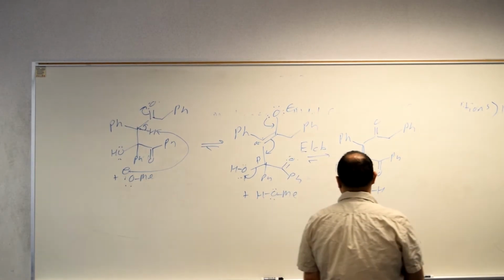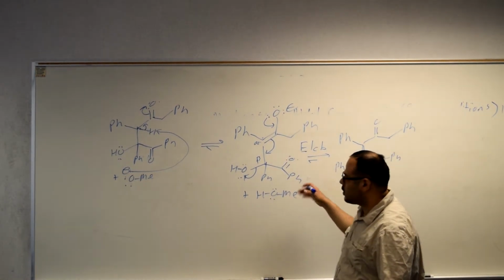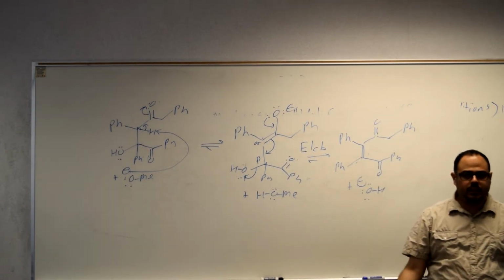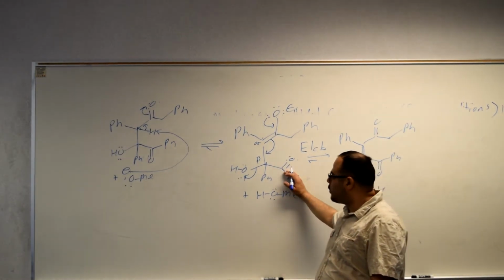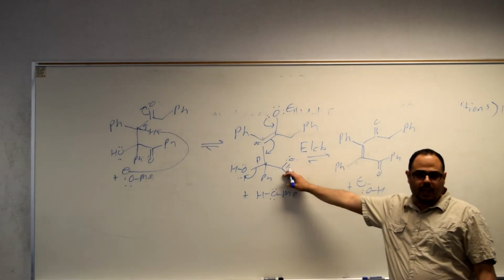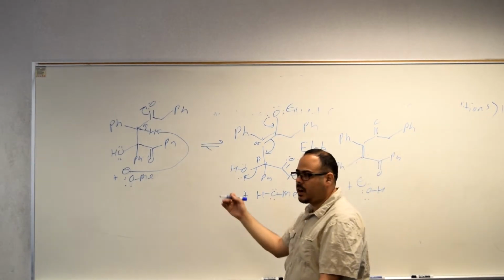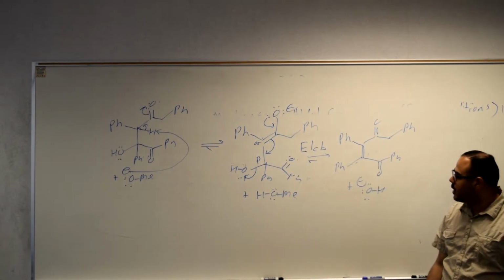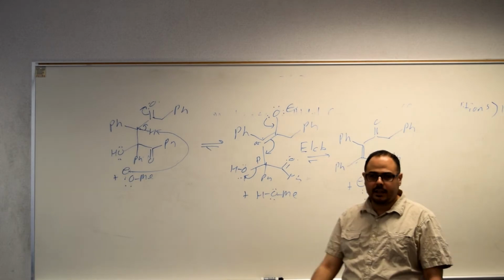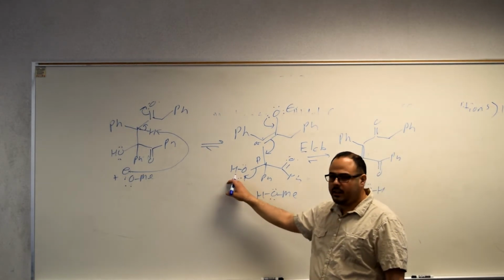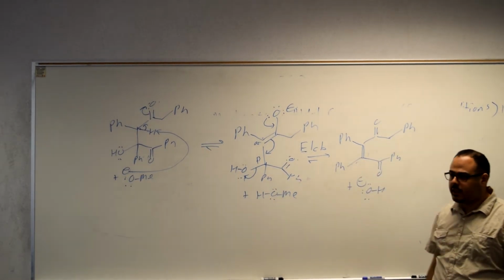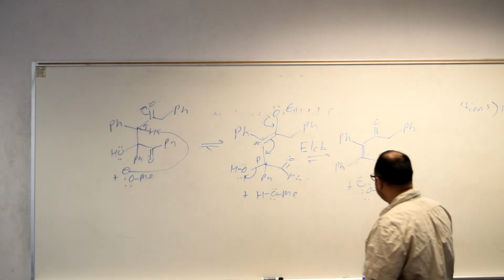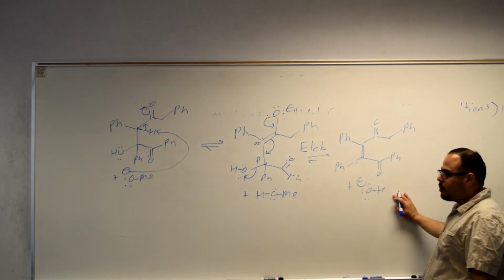It's E1CB because you don't eliminate it all in one step. You wait for the conjugate base to be formed. It's a real thing. You form the conjugate base, the enolate or the carbanion, and then you push out the hydroxide as the leaving group. And this goes the same with acidic conditions, in which case you would protonate the OH group, but we're not under acidic conditions, we're under basic conditions. So that generates more base in the form of hydroxide.